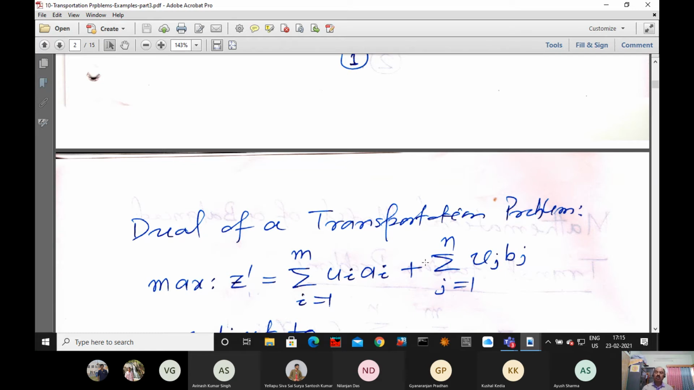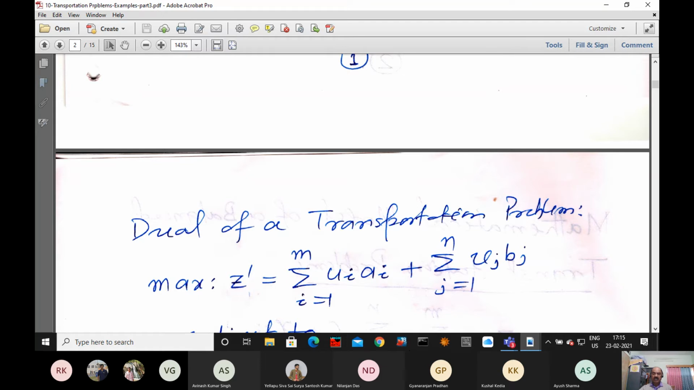These u1, u2 up to um are dual variables. Similarly, we have v1 into b1, v2 into b2, up to vn into bn. These are also dual variables. Altogether, there are m plus n dual variables, because there are m plus n constraints. Since the constraints are equality type, the dual variables are free.